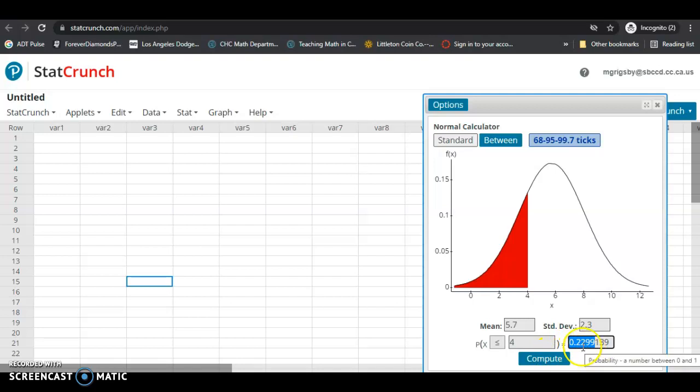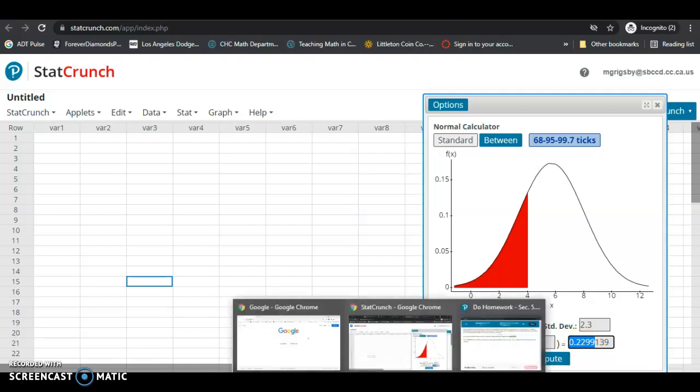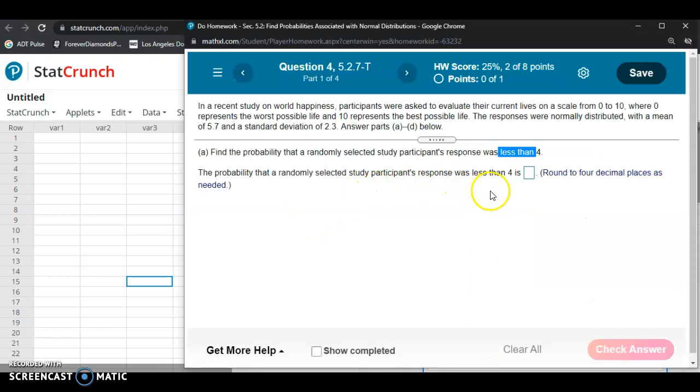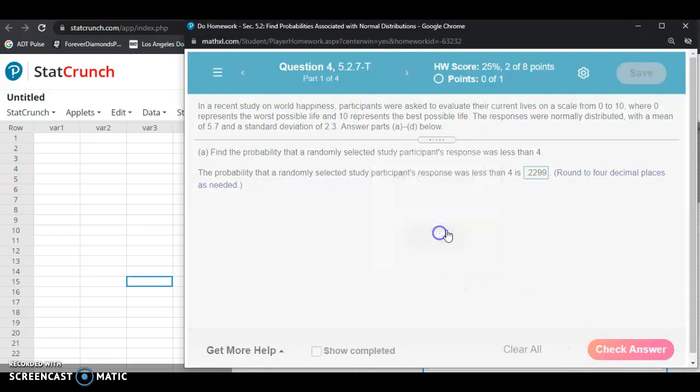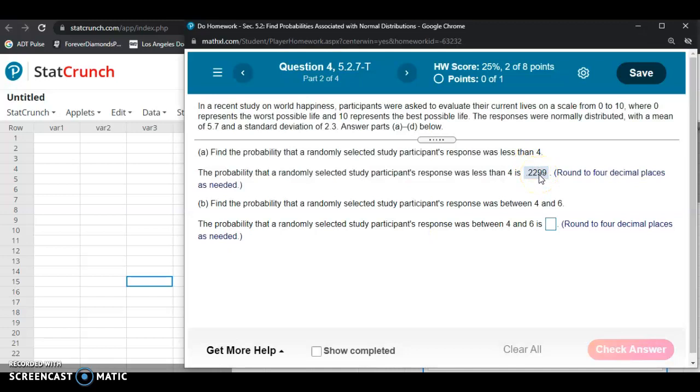So about a 22% chance that somebody responded with less than 4 on the happiness scale. So 0.2299 is the probability. And again, if you convert that into a percentage, it's about 22.99%, or a little less than 23%.